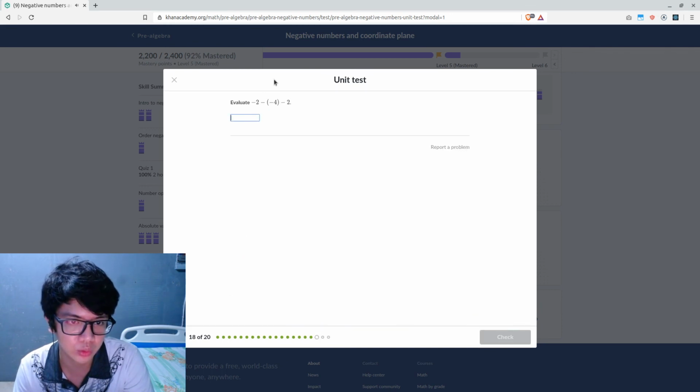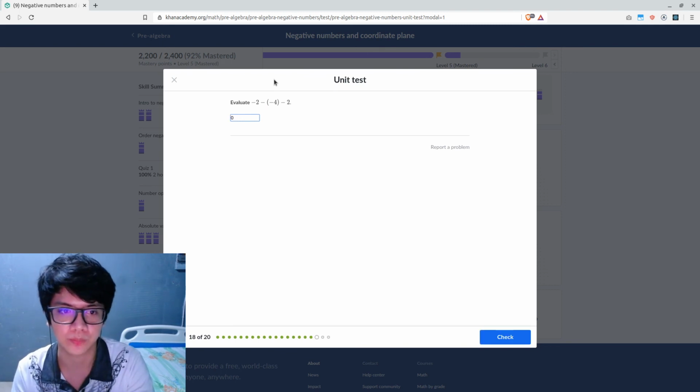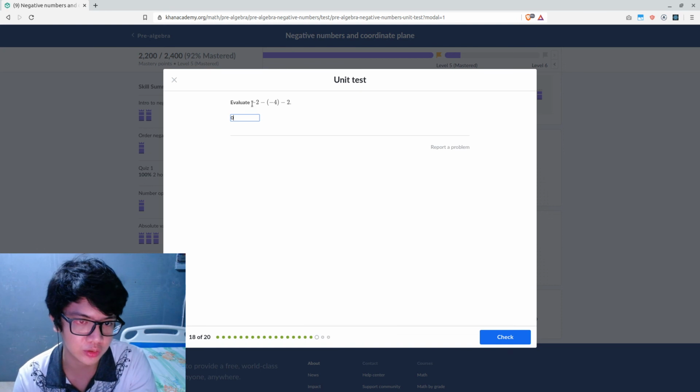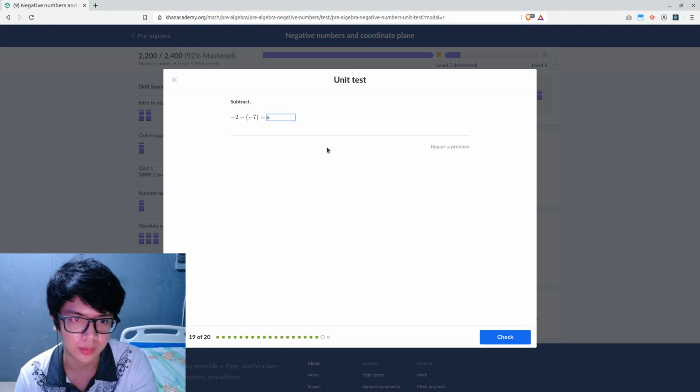Evaluate -2 plus 2 minus 2. Wow, I think this is just gonna be 0. Yeah, let's see again, just for safe measure. -2 plus 4 is gonna be positive 2 minus 2. Subtract. Oh my gosh, it's gonna be 5, right?